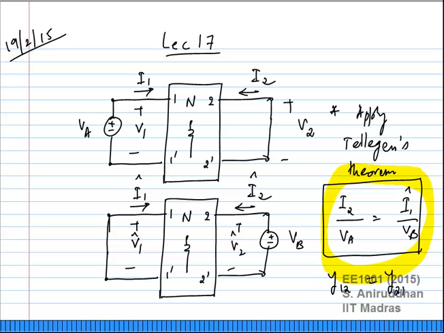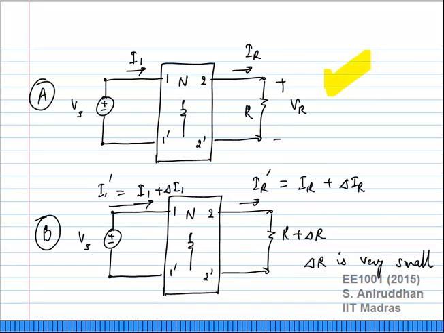What is I2 by VA? What is I2? I2 is, for case A, the current in port 2. What is that? IR, right? And the exciting voltage is Vs, correct?